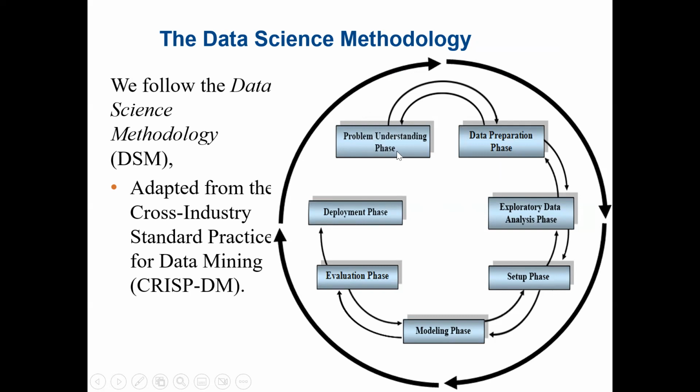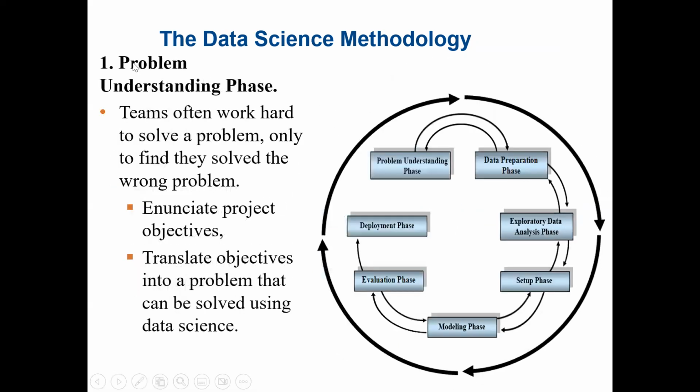So first we start with the problem understanding phase, data preparation phase, exploratory data analysis phase, setup phase, modeling phase, evaluation phase, then deployment phase. So again, let's go through each phase. So we start with the problem understanding phase. Here we say that teams often work hard to solve a problem, only to find out they solved the wrong problem. Also initiate project objectives. And here we need to translate objectives into a problem that can be solved using data science.